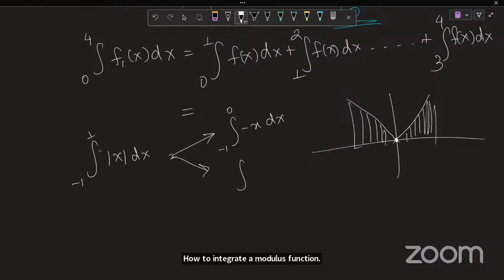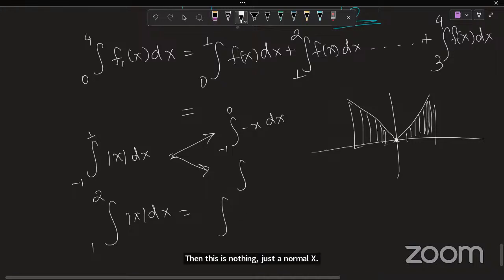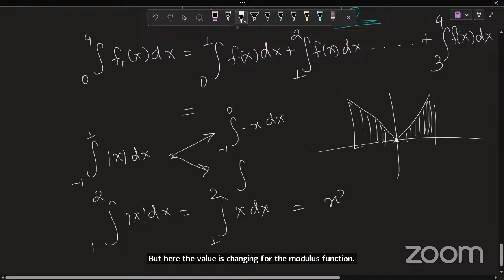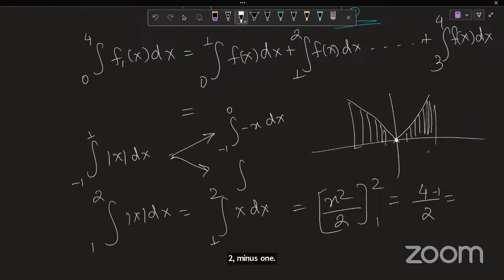If you are talking about just directly from 1 to 2 of a modulus function, then this is nothing, just a normal x. But here the value is changing for the modulus function. From 1 to 2, it's just simple x square by 2 from 1 to 2. It will be 4 by 2, that is 2, right? Oh, sorry, 2 minus 1 by 2 means 3 by 2. This will be the area of the modulus function.